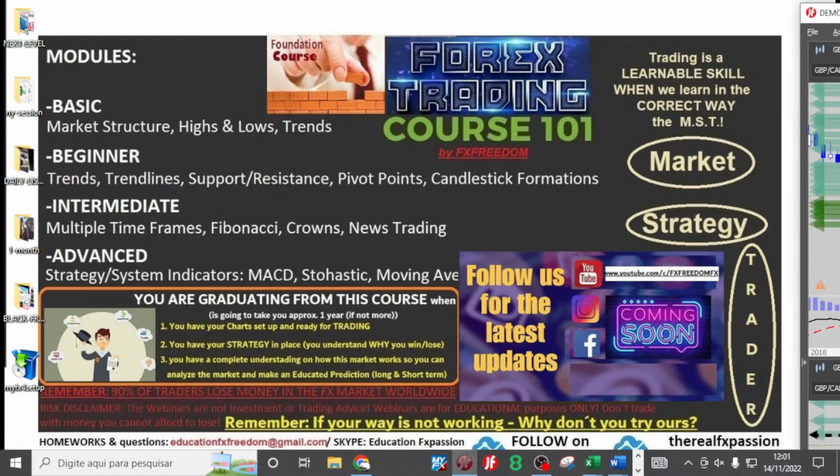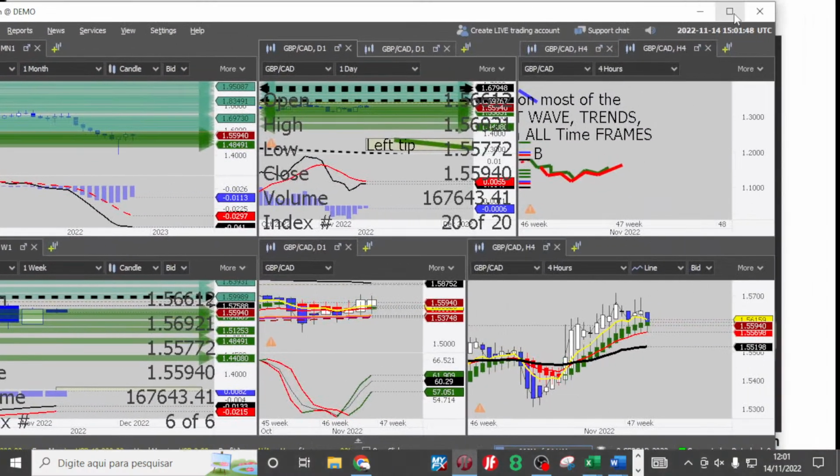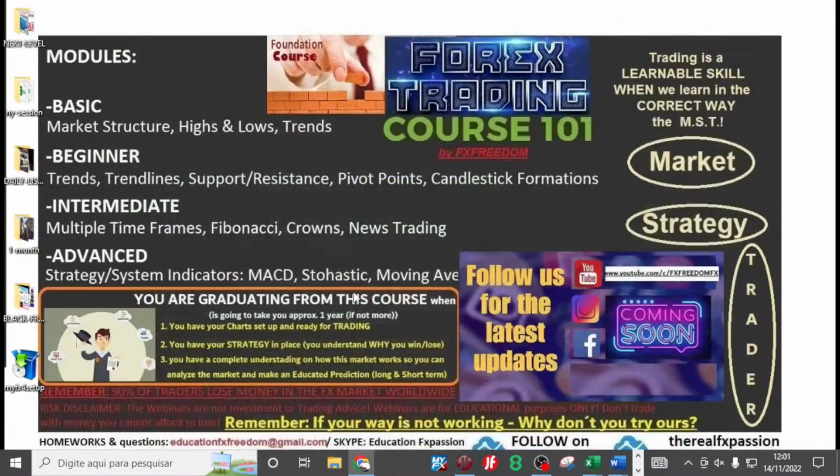Also remember that you are going to graduate from this course when, number 1, you have your chart set up and ready for trading, something like this. Number 2, you have your strategy in place, you understand why you win and why you lose. Maybe you are winning or losing because you do use crowns, or maybe you are not using crowns. Number 3, have a complete understanding of how this market works, so you can analyze the market and make an educated prediction, long or short, for the week.